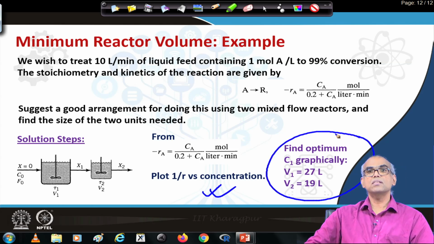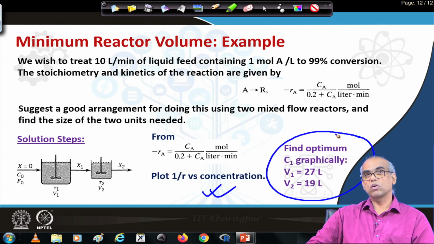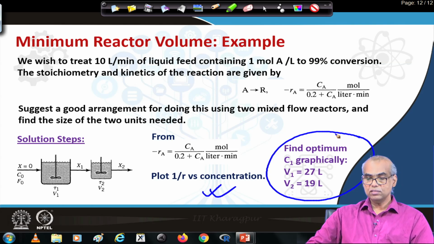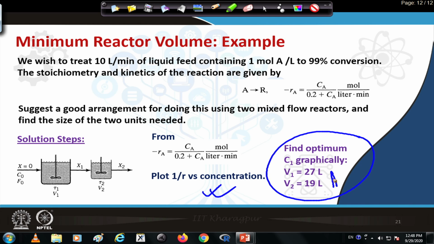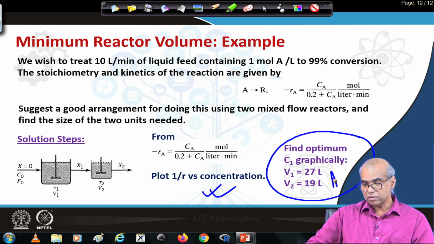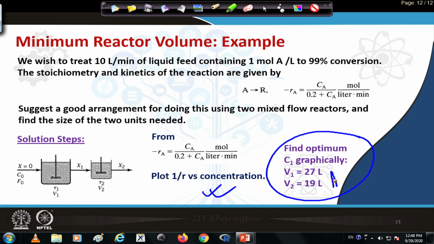What we have shown in previous slides is 1 by R versus conversion, but you can also make a plot of reciprocal of rate versus concentration, and you find the optimum C1, the optimum interstage concentration, graphically such that the total volume is minimum. Solve it graphically and the result will approximately be say 27 liter for the volume V1 and 19 liter for volume V2. So, two CSTRs connected in series, the first one is larger than the second one.